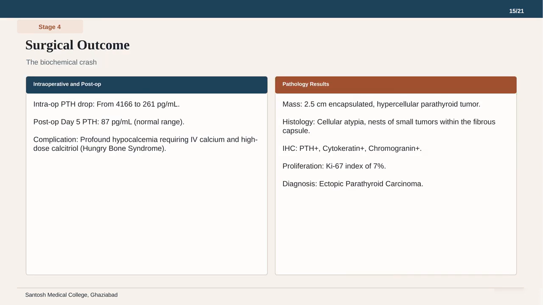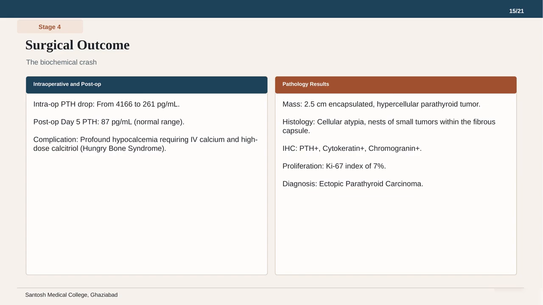The surgical outcome slide reveals both the success of the procedure and the anticipated challenges. On the left, you can see a dramatic intraoperative parathyroid hormone drop from 4,166 down to 261 picogram per milliliter. By postoperative day 5, the level was within the normal range at 87. However, the patient did experience the expected complication of profound hypocalcemia requiring intravenous calcium and high-dose calcitriol, a classic case of hungry bone syndrome. On the right, the pathology results are detailed.